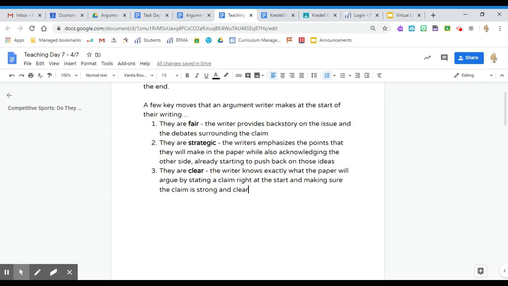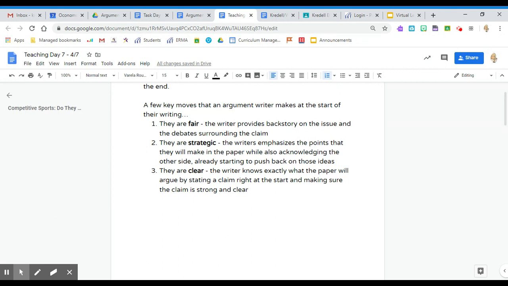And then lastly, you are clear, right? The writer knows exactly what the paper will argue by stating a claim right at the start and making sure the claim is strong and clear, right? You guys did this in your flash draft. So your claim is strong, it's clear. Your reader knows exactly what you are writing about and what you are arguing. Okay, so those are like the 3 big things that I want you to focus on: fair, strategic, and clear.